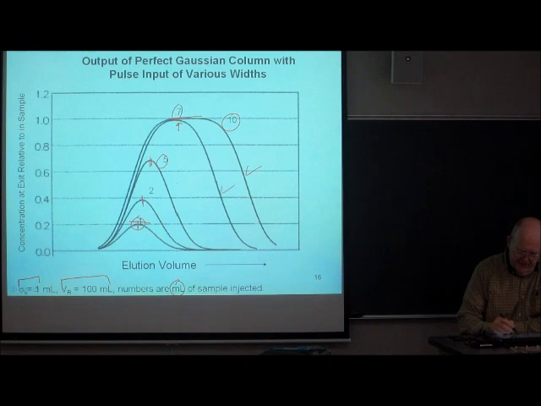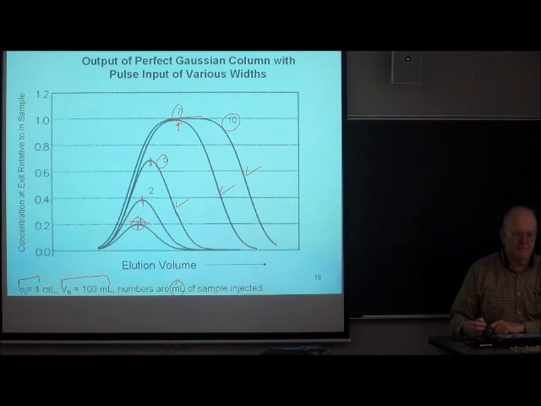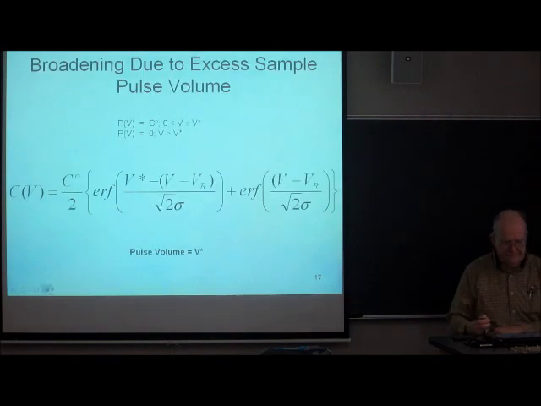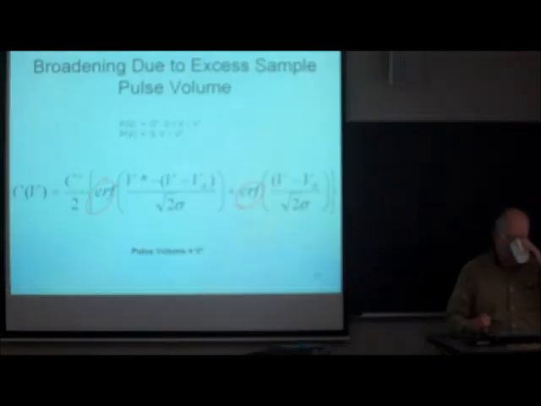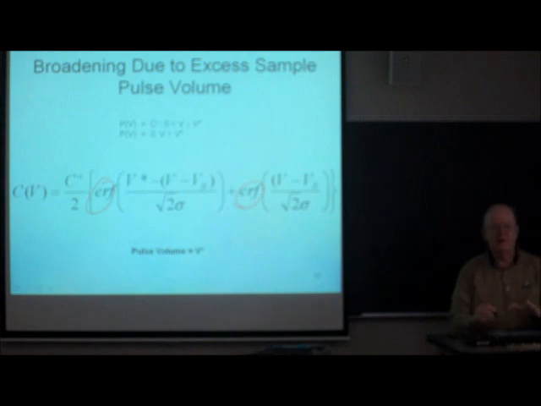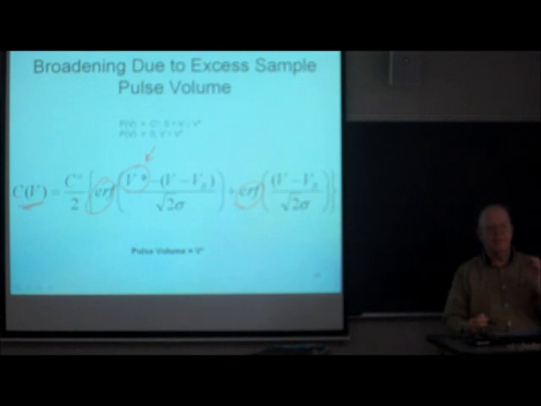This peak and this peak and this peak are obviously not Gaussian peaks. Now you know why I didn't want to show you the equation. It doesn't matter what function this is; what matters is that the concentration here is a function of V star, where V star is the volume of the rectangular pulse.